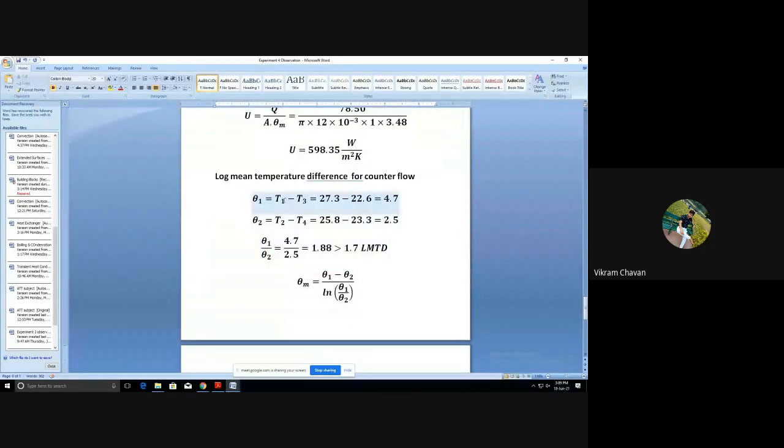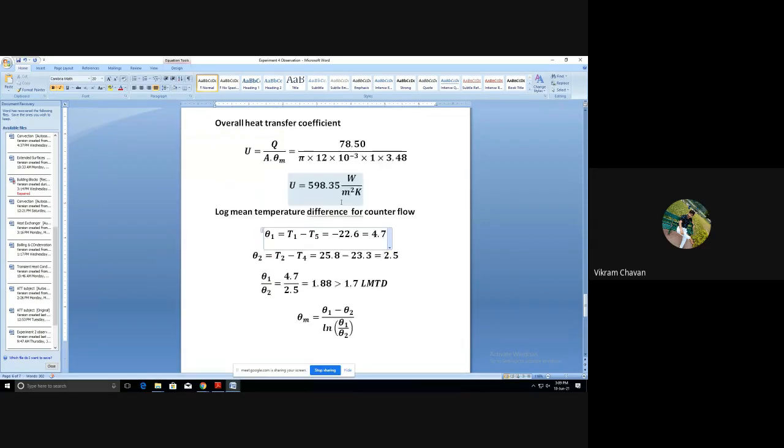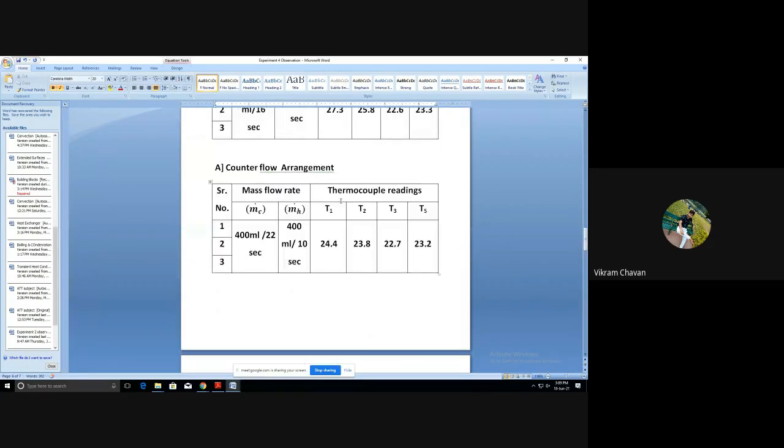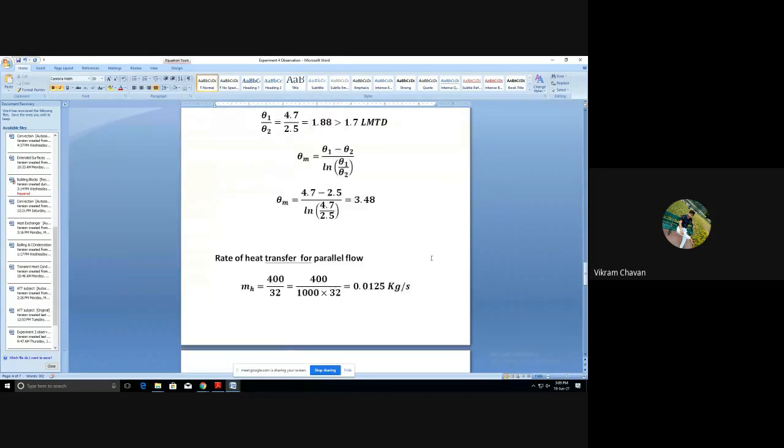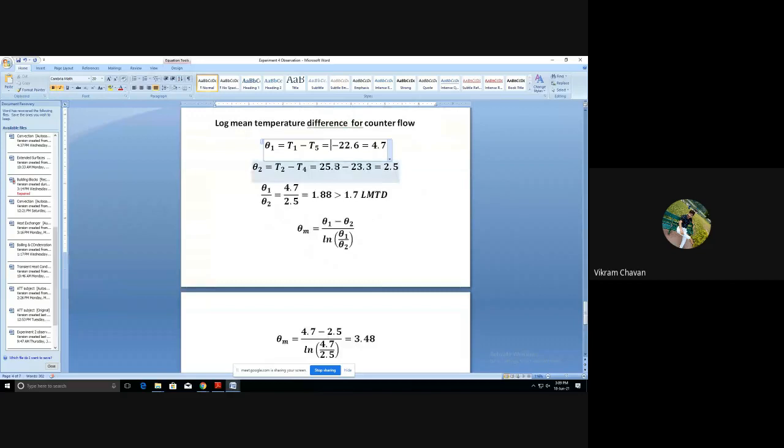So T1 minus T5, inlet temperature of the hot fluid minus outlet temperature of the cold fluid. So the values: T1 is in this case 24.4 and T5 is 23.2. How much is it?